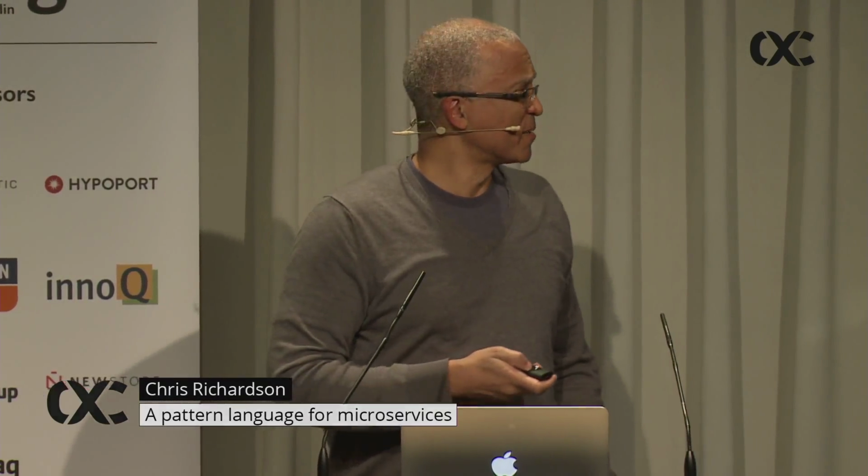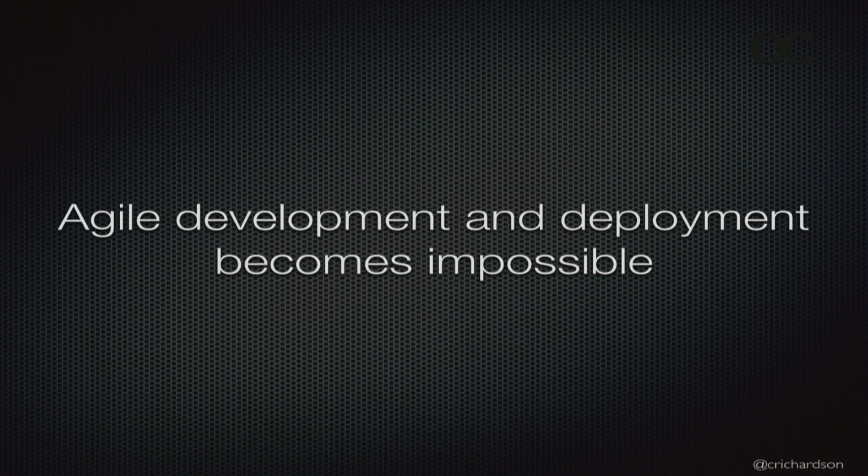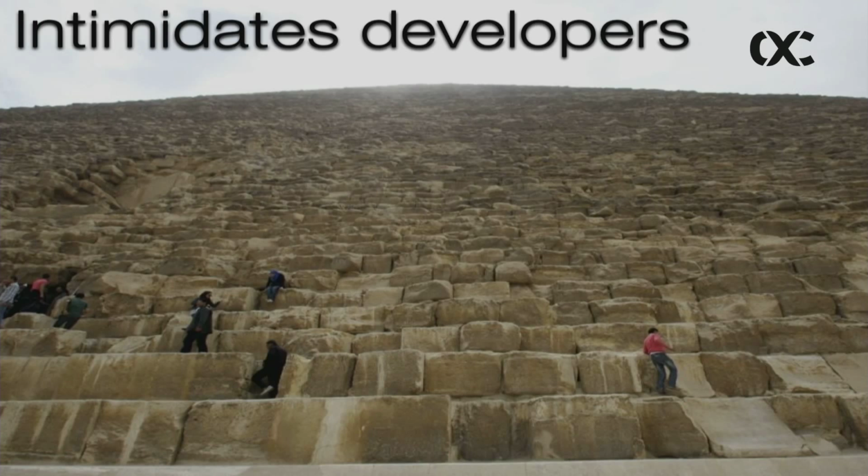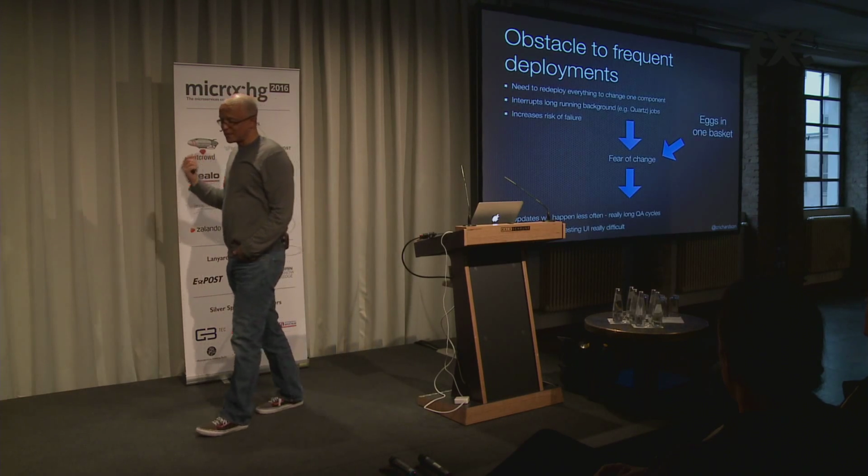You end up in a situation where everything is slow and painful. Agile development and deployment basically becomes impossible, right? The code base tends to just intimidate developers. So this is the pyramid at Giza. I hate to use that as a negative example as well. But there's just too much code, too much complexity for any developer to fit in their head, which means that when it's time to make changes, you don't really know how to make a change correctly. And that tends to be a downward spiral, and you just end up with an unmaintainable big ball of mud. It's an obstacle to continuous deployment.